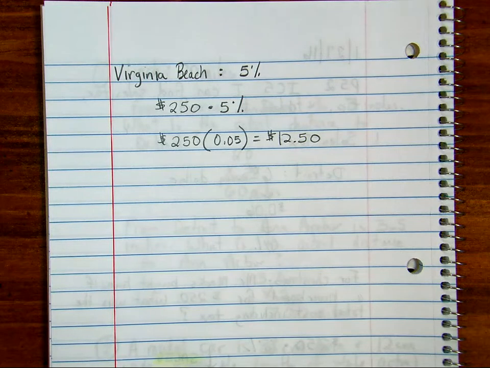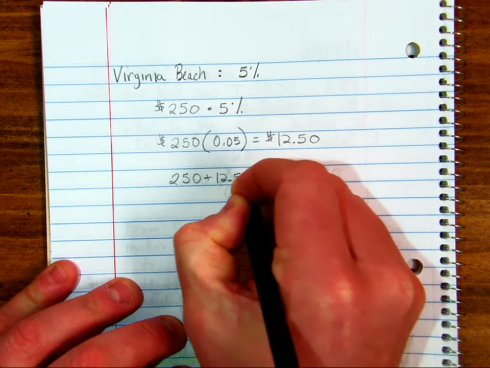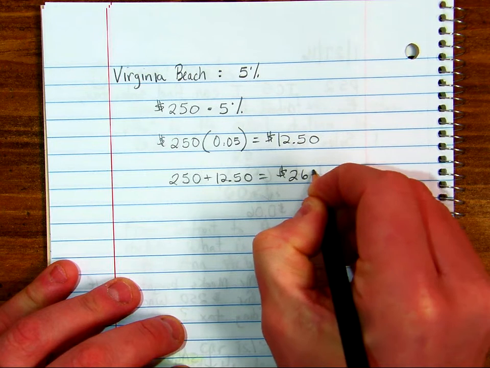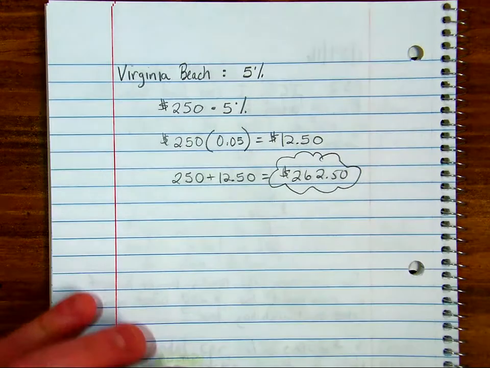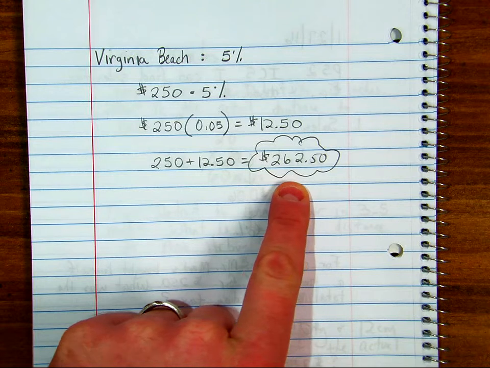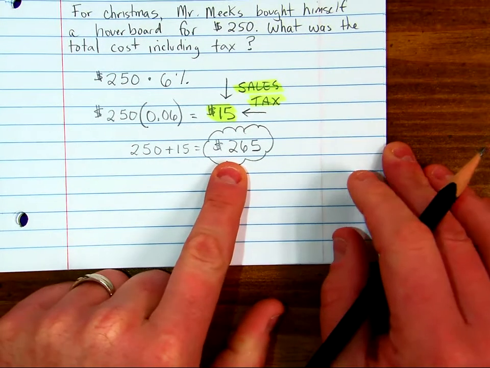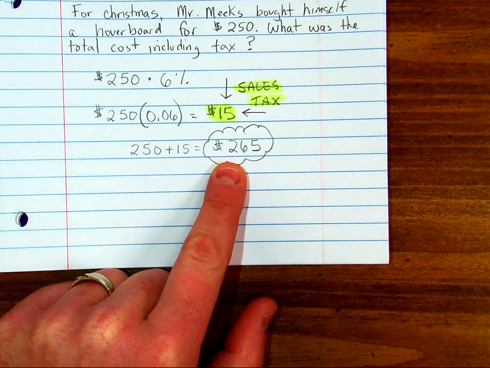So what would the total be? We take the 250 plus the 12.50 for sales tax, and we get a grand total of $262.50. So, if there's a Mr. Meeks in Virginia Beach, they're going to be spending $262.50. The Mr. Meeks that you know spent $265. So, depending on location, depends on what your sales tax percentage is going to be.